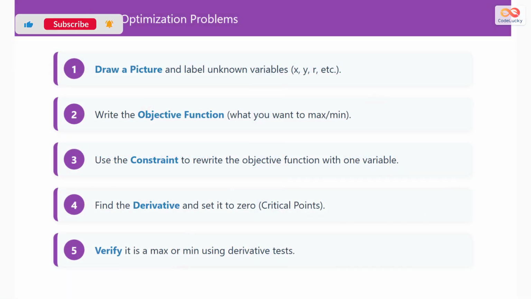Here is our 5-step roadmap for success. Step 1, draw a picture and label your variables. Step 2, write your objective function. Step 3, use the constraint to reduce your equation to a single variable. Step 4, the calculus part, find the derivative and set it to 0. And finally, Step 5, verify your result.